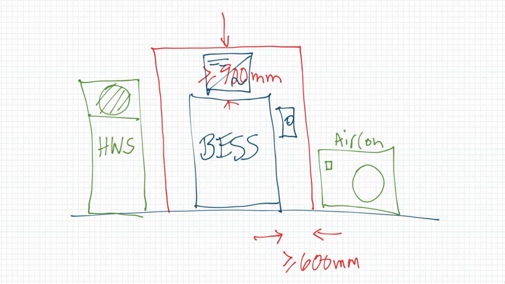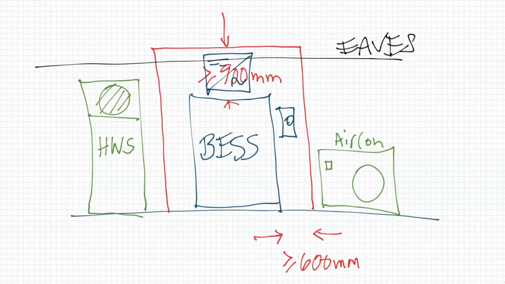The other requirement is that if the eave is less than 900 mils, you need to line the eaves as well. So if your eaves were at 800, you've got to line the eaves to extend 600 mils beyond the front of the BESS or battery system. So that is another consideration, particularly for single-storied buildings.